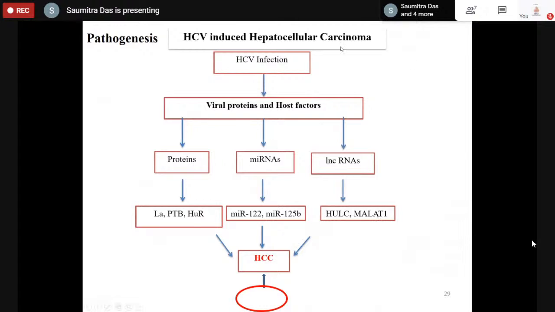So essentially, as I told you, we have been working on hepatitis C virus-induced hepatocellular carcinoma, which is still not solved. There are proteins, there are microRNAs, there are long non-coding RNAs, and lately we are somehow linking it with p53, which is the dada of the cell, and we try to see how this dada is actually contributing to the hepatocellular carcinoma.